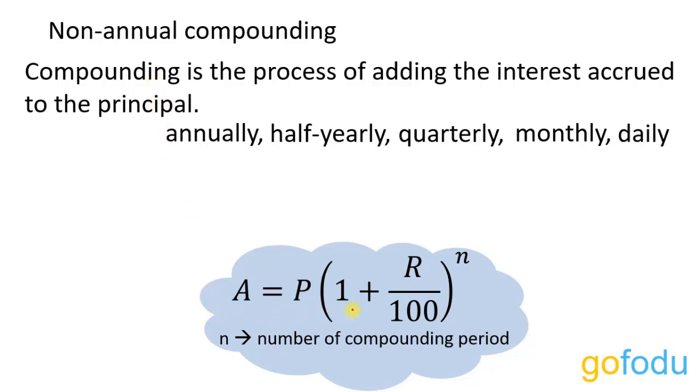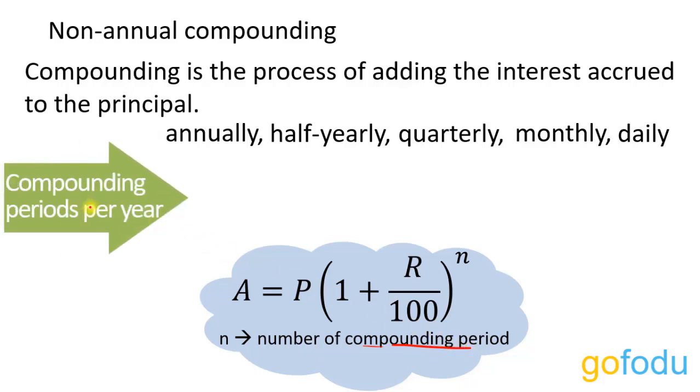Now we have this formula for compound interest where n is the number of years. n was the number of years when compounding was annual. In general, we will take n as the number of compounding periods. When we are calculating compounding periods per year, in case of annual compounding, there is one compounding period. For half yearly compounding, n will be 2. We are calculating compounding periods in a year.